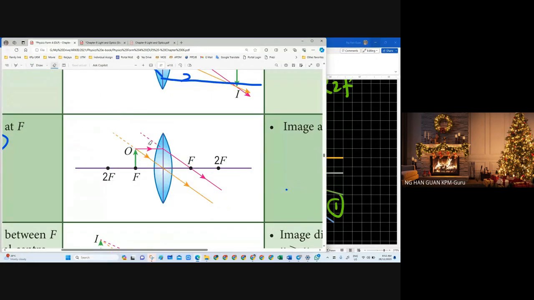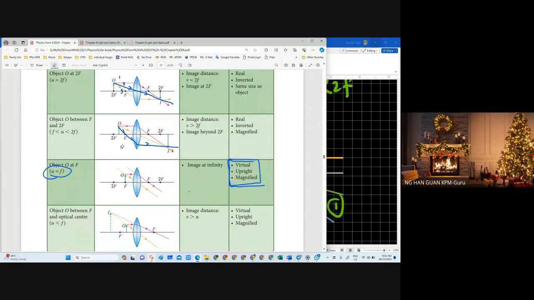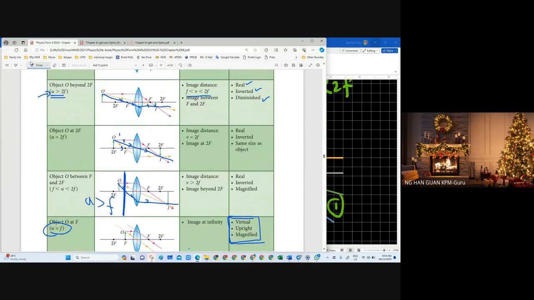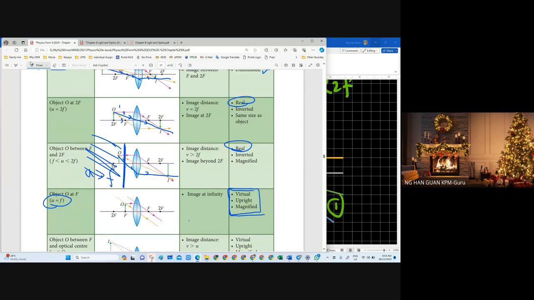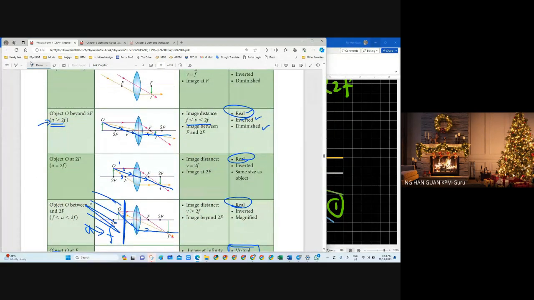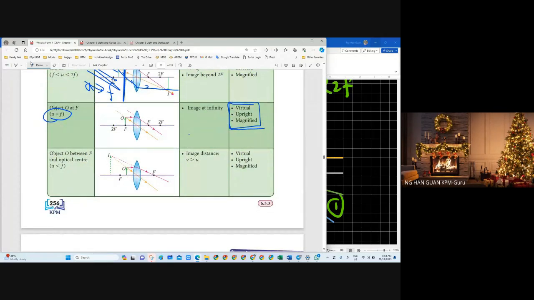You see, if you really want to compare, for the object before the focus point, when the object stands before the focus point, the object more than F, either between F and 2F or equal to 2F or more than 2F, as long as the object is more than F here, all are real. All is a real image. Okay, for the object located after the F, it will be virtual. So it means that an object located before the focal point gives a real image, and located after the focal point gives a virtual image.